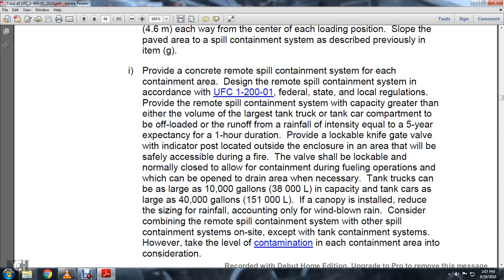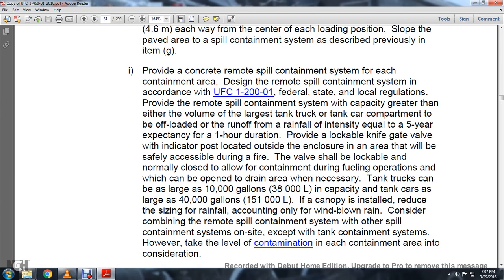Design the remote spill containment system in accordance with UFC 12001 and federal, state, and local regulations. Provide the remote spill containment system with a capacity greater than either the volume of the largest tank truck or tanker car compartment being offloaded, or the runoff of rain at an intensity equal to the 5-year storm of 1 hour duration.